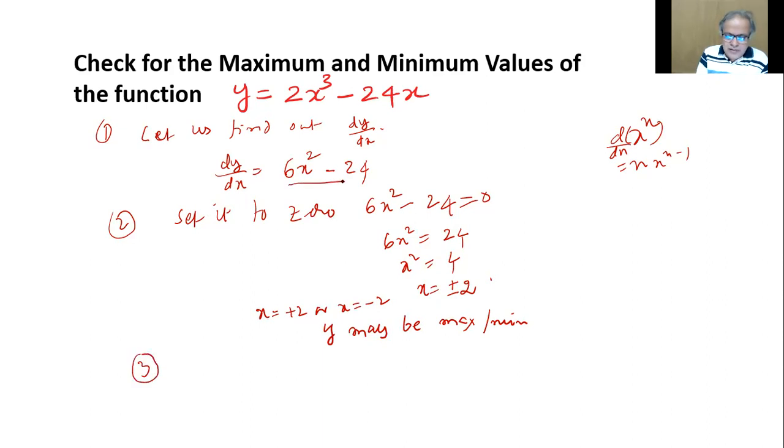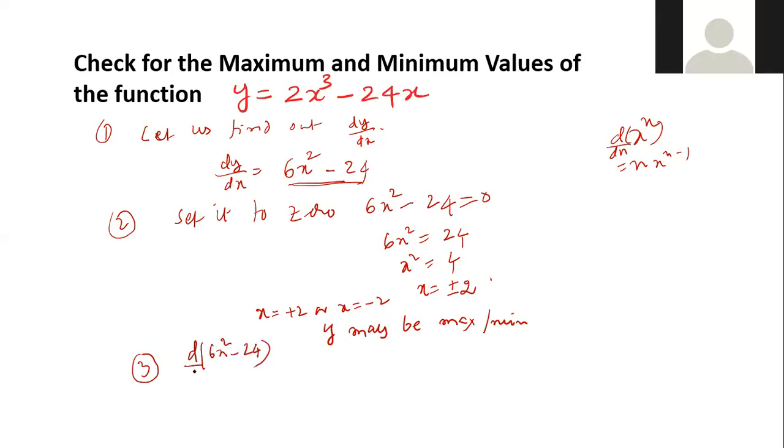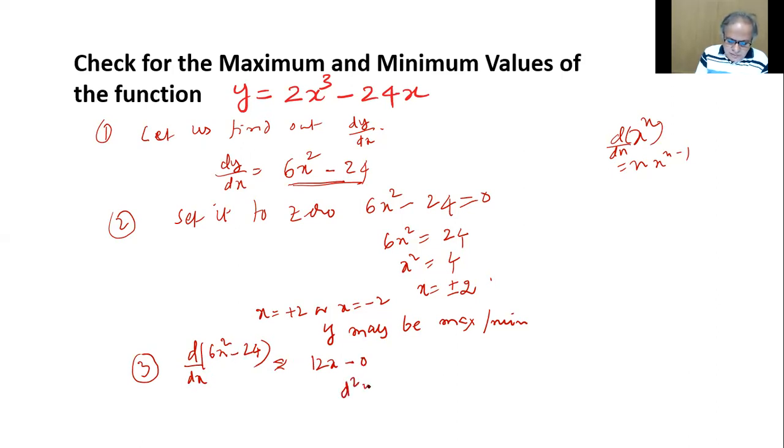What is the first derivative? 6x square minus 24. So the second derivative will be d of that, 6x square minus 24, by dx. How much is this, Vishnu? It is 12x, minus 0, zero. So that's what we mean by saying that d square y by dx square equals 12x.